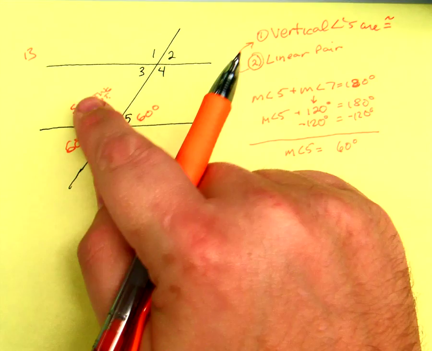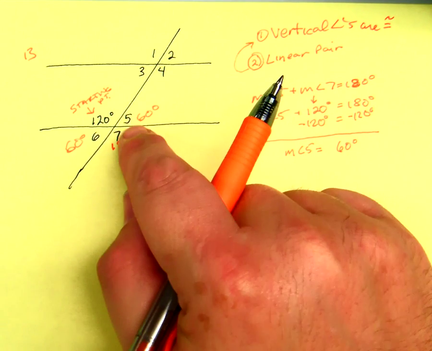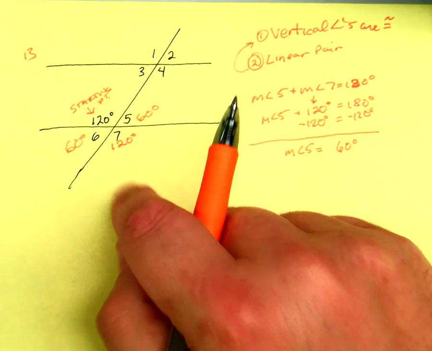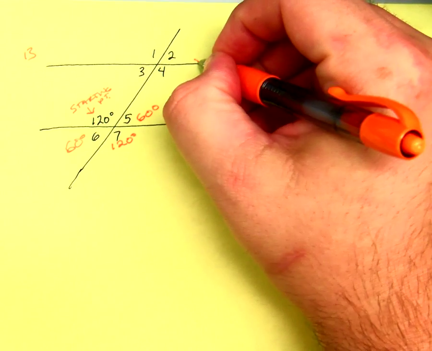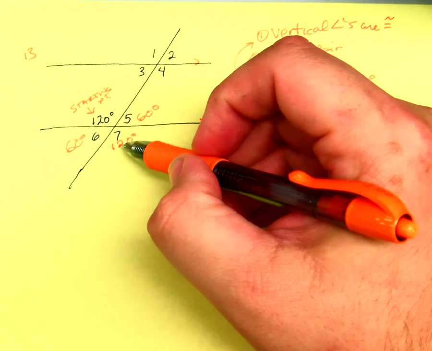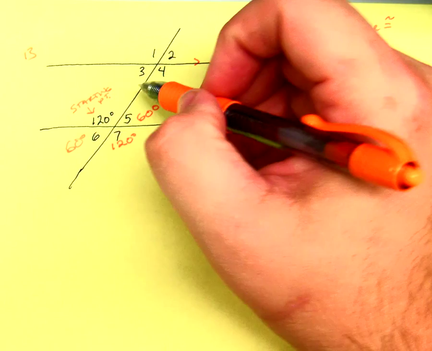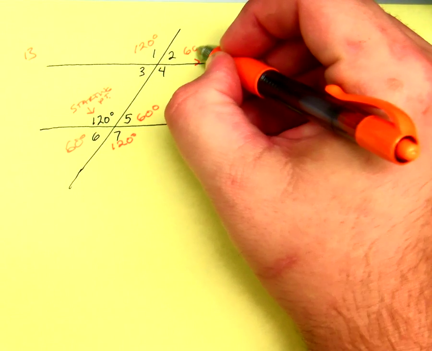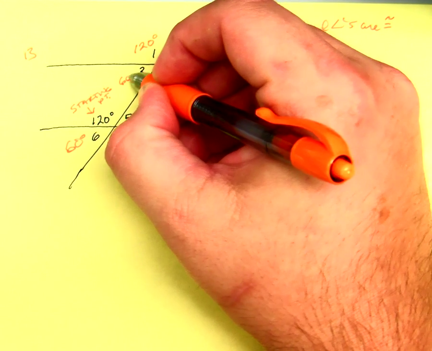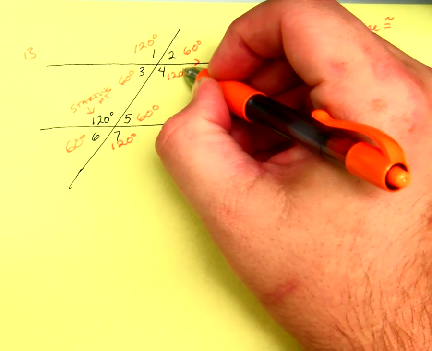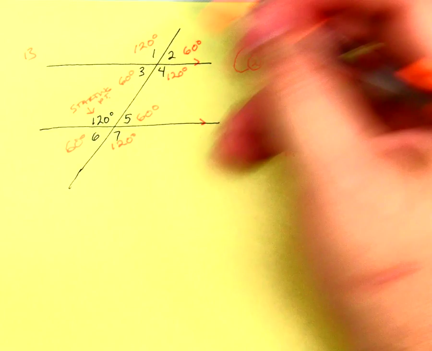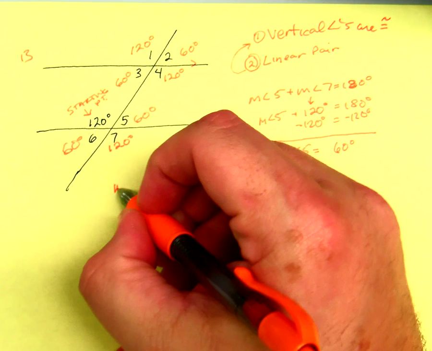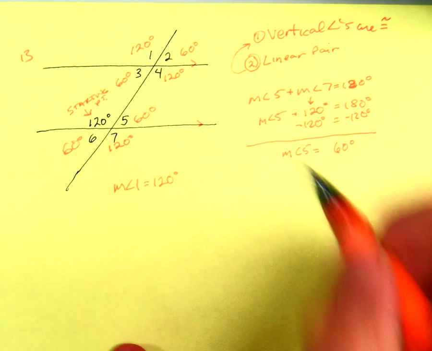Now, I've solved this intersection. What's this intersection going to look like? The exact same thing as this intersection. And that's the great thing about parallel lines cut by transversals. If you know one intersection, you know them all. So I just take this and say it's going to be 120 degrees, 60 degrees. That's 60 degrees. And that's 120 degrees. So if I were to draw any other parallel lines, they'd be the exact same value. So the answer for measure of angle 1 is 120 degrees.